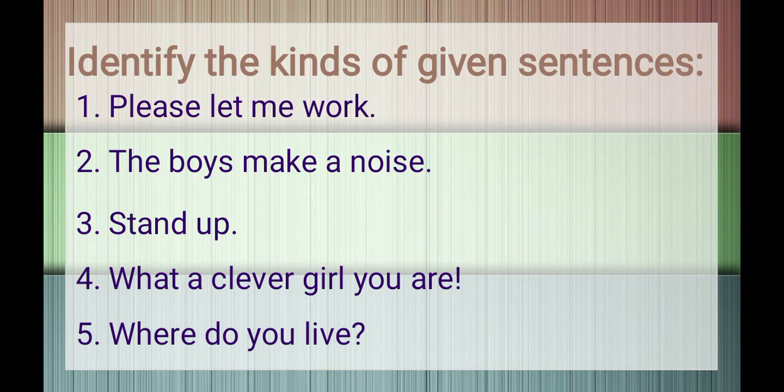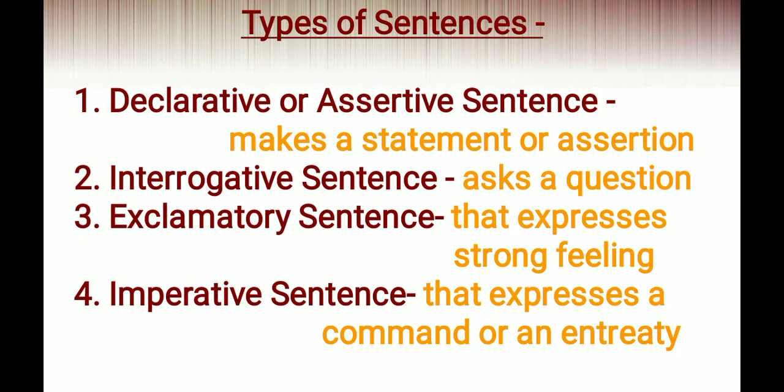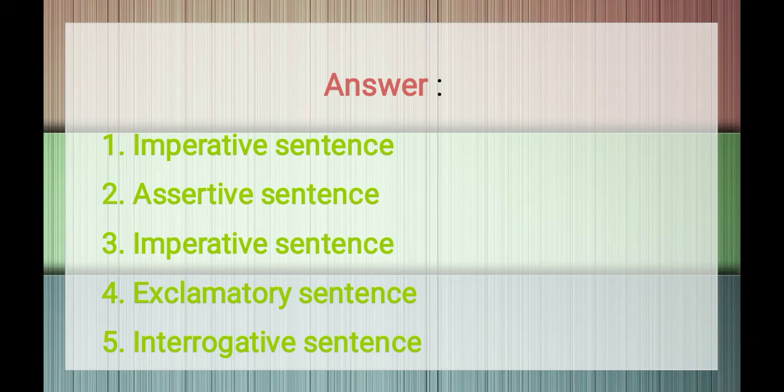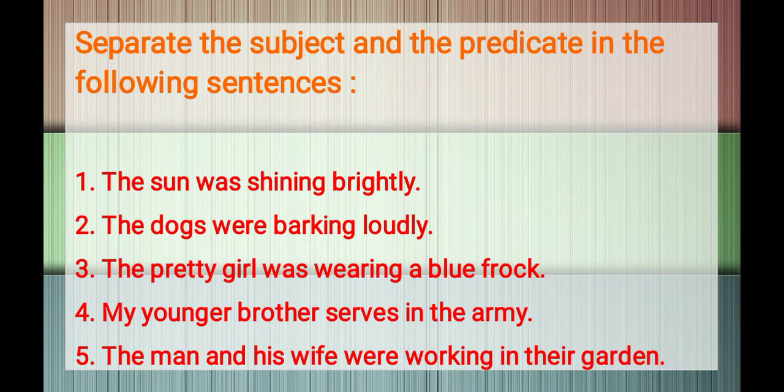I hope you understood and you are able to solve this. Now, let's have a look at the answer so that you will be able to write this. First is imperative, second sentence assertive, third imperative, fourth exclamatory, and fifth interrogative. I hope you have written this in your copy. Let's go to the next exercise.